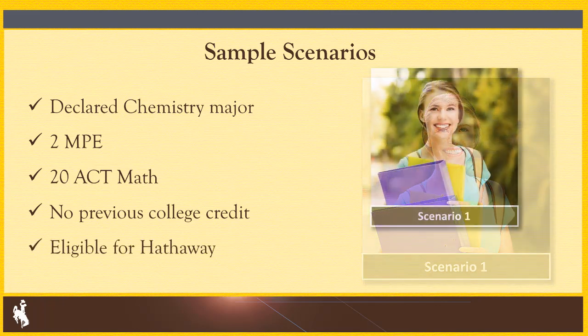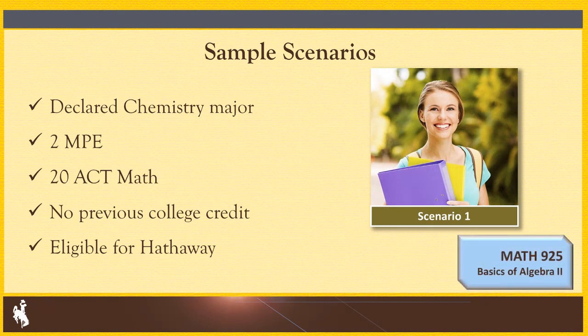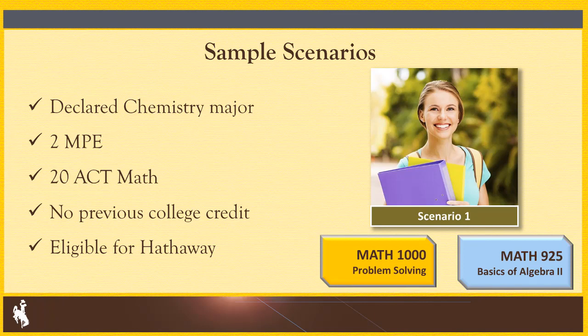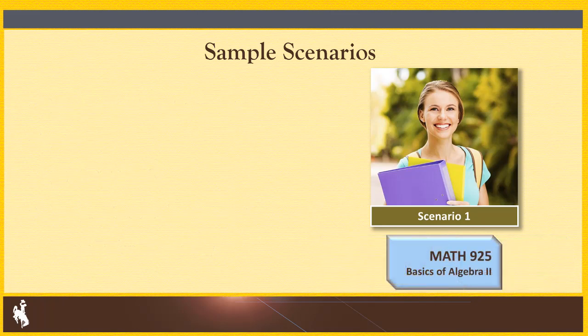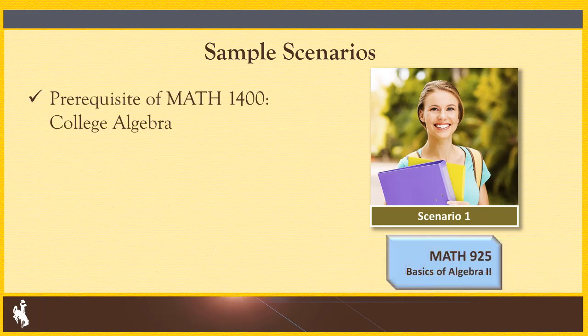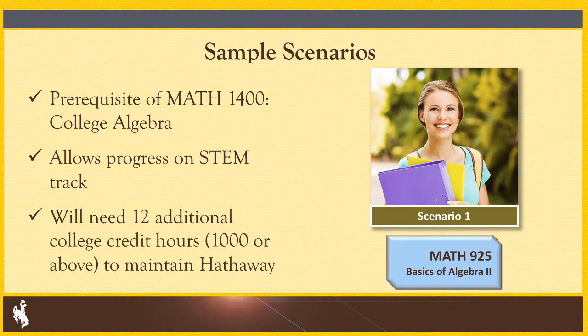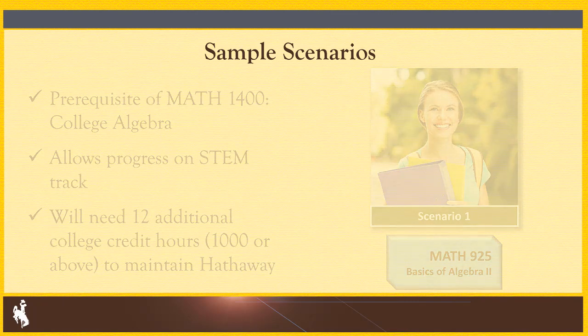In this example, the student could take either Math 925, Basics of Algebra 2, or Math 1000 Problem Solving based on their test scores. However, even though Math 1000 is college level and would count towards the total hours the student needs to maintain the Hathaway, this student should enroll in Math 925. It will allow them to then take Math 1400, College Algebra, and move forward with the STEM math track. Do note that the student will need to enroll in at least 12 additional credit hours at the 1000 level or above in order to meet Hathaway requirements.